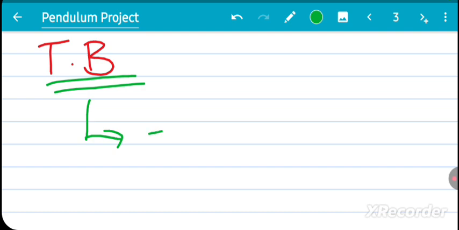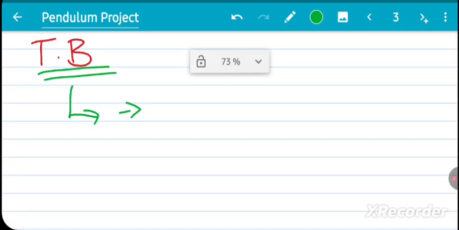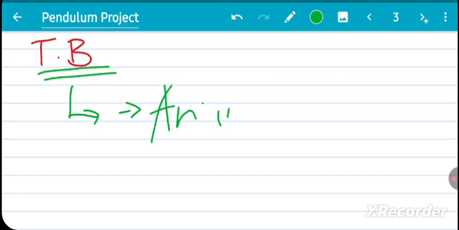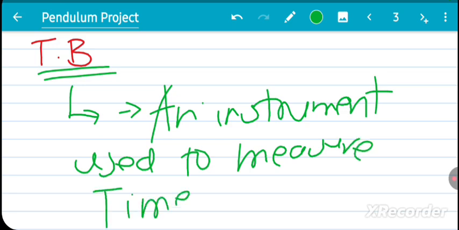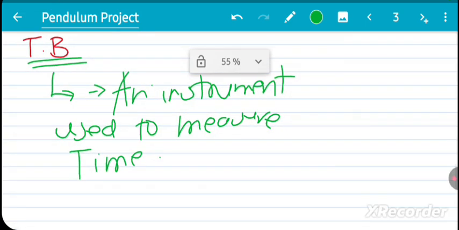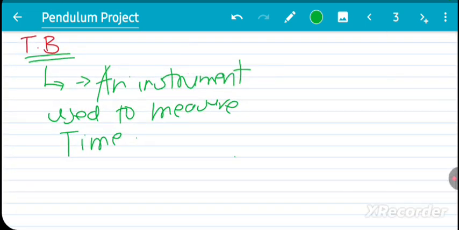In your theoretical background, you have to have something to this effect that says a pendulum is an instrument used to measure time. An instrument used to measure time. So think a clock, think a sundial, think a stopwatch. Those are in the same category as a pendulum. But then they have to see it. You have to describe how a pendulum looks.